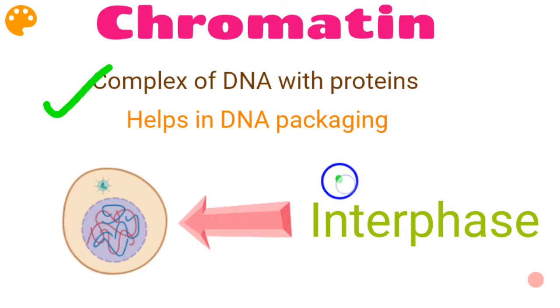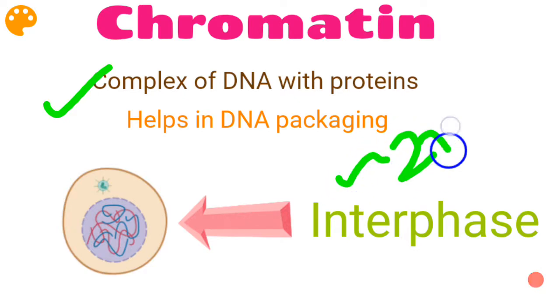We know that each cell contains approximately 2 meters of DNA. Now it is very important to organize this 2 meters of DNA inside the small sized nucleus of the cell. For the proper and efficient packaging of this 2-meter DNA inside the nucleus of the cell, the DNA combines with different types of proteins in order to pack itself inside the nucleus, right? So when it associates with proteins, that structure is known as the chromatin, right?